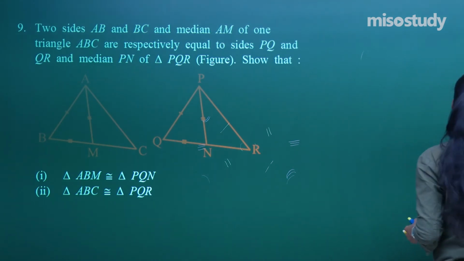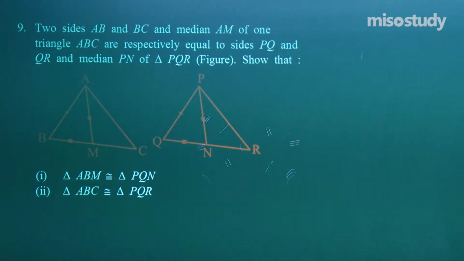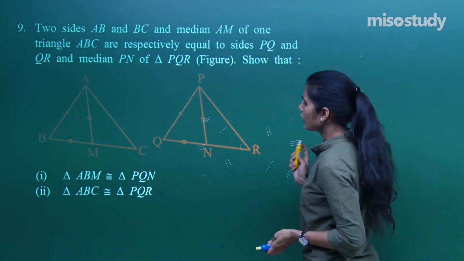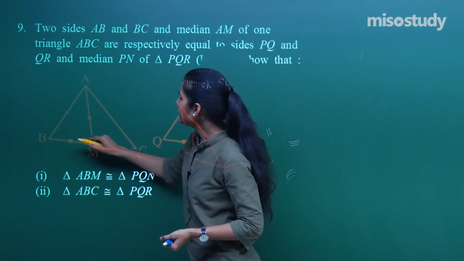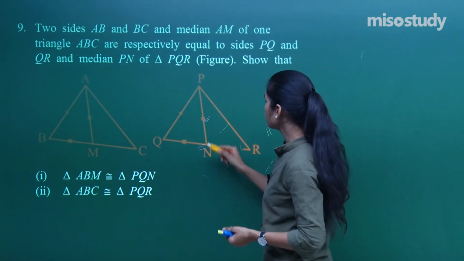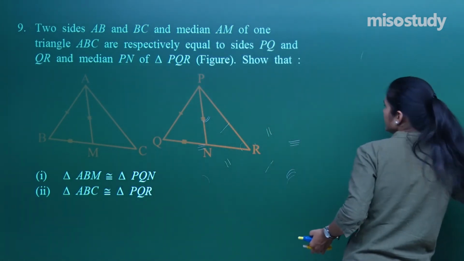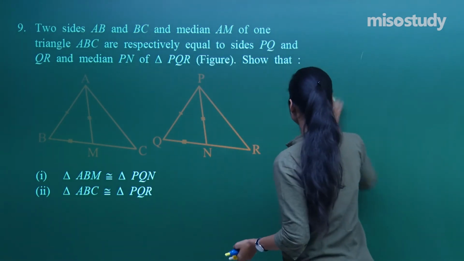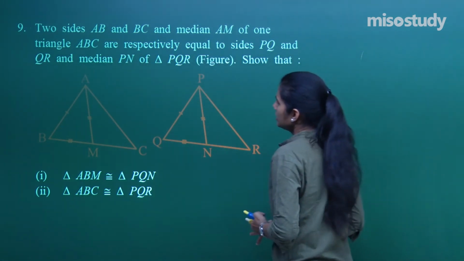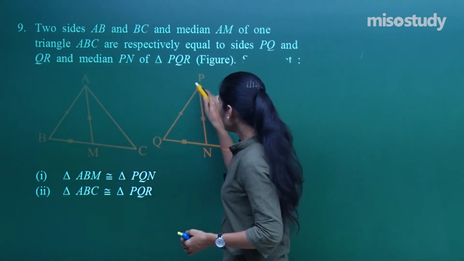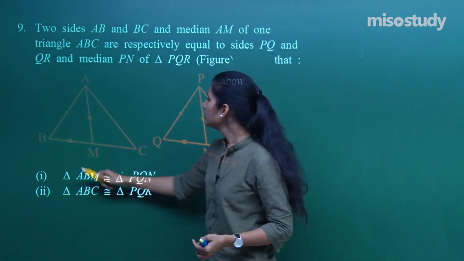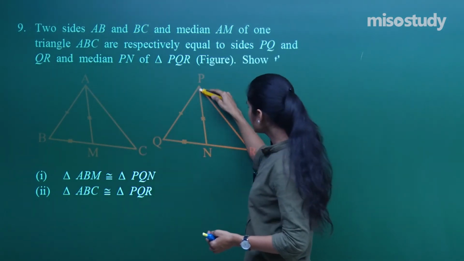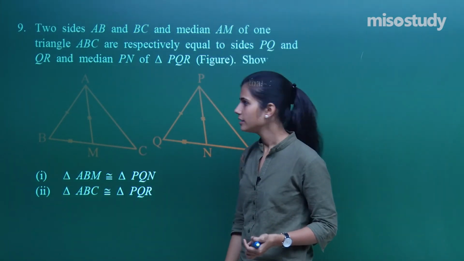Moving to the next, we have two sides AB and BC and median AM of one triangle respectively equal to the sides and median of the other triangle. I have to show triangle ABM is congruent to triangle PQN. Now, out of all these equalities, carefully observe: if I talk about triangle ABM and PQN, already AB is given to be equal to PQ, AM is given to be equal to PN.